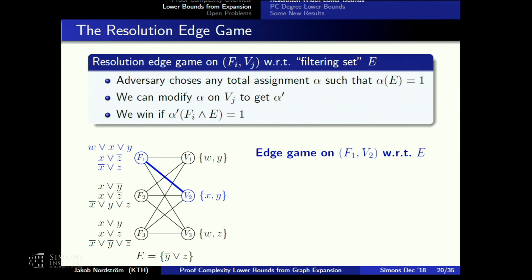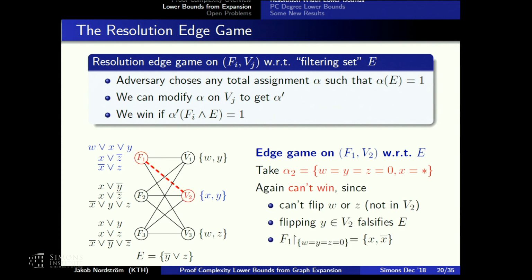Okay, a more interesting example, let's play on this edge. Can we win? Again, the answer is no. The adversary again plays w, y, and z false, and x we don't really care, and let us see why. I have to satisfy the filter, and I can only flip y, which means that I can't flip y, because then I'm screwing up the filter. And I can't flip z because it's not in v2. But if you now look at f1, it means that I would have to satisfy both x and not x, and I can't flip x to do that. So we're losing on this edge.